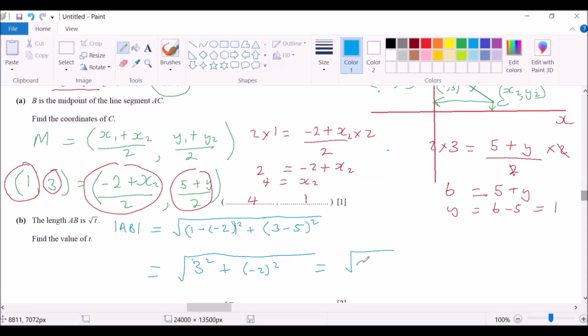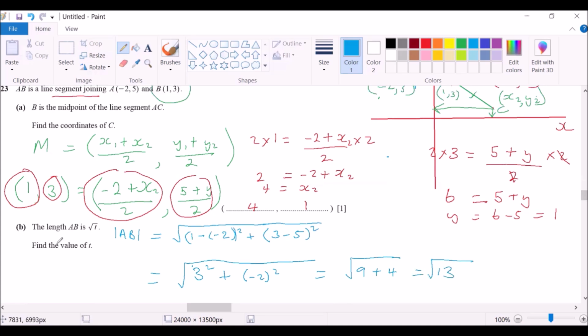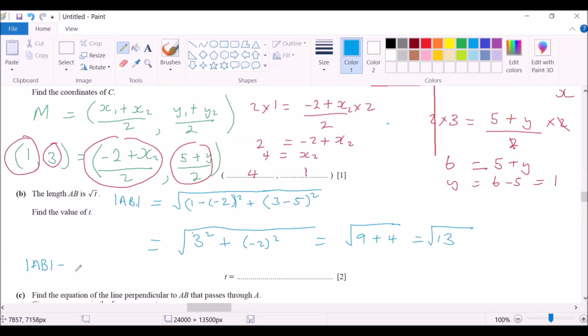So square root of 9 plus (-2) squared, which is 4, will give us square root of 13. So the length of AB is square root of t, which is equal to square root of 13. Therefore, t is equal to 13. So our answer is 13.